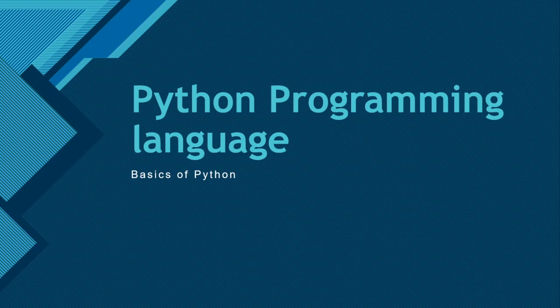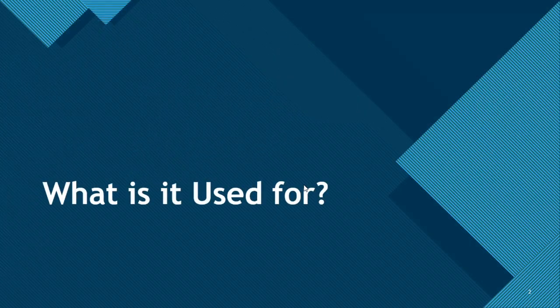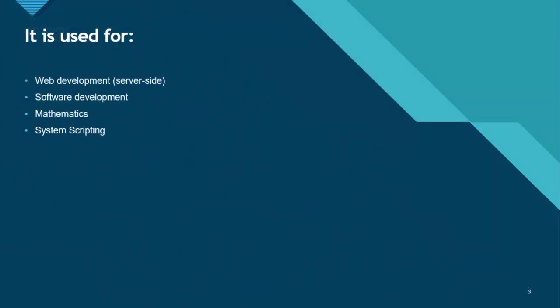And now let's see what it is used for. I guess Python is used for web development on the backend side. Of course, it is used for software development, mathematics, and system scripting. It is a general purpose programming language. It is also used for machine learning, artificial intelligence, and making web applications. So there are numerous applications of Python all around the world.